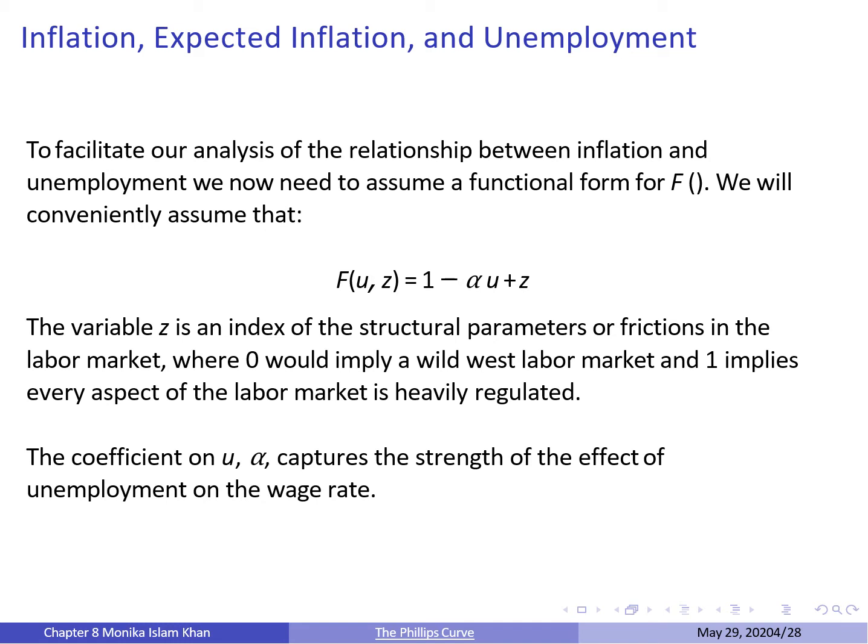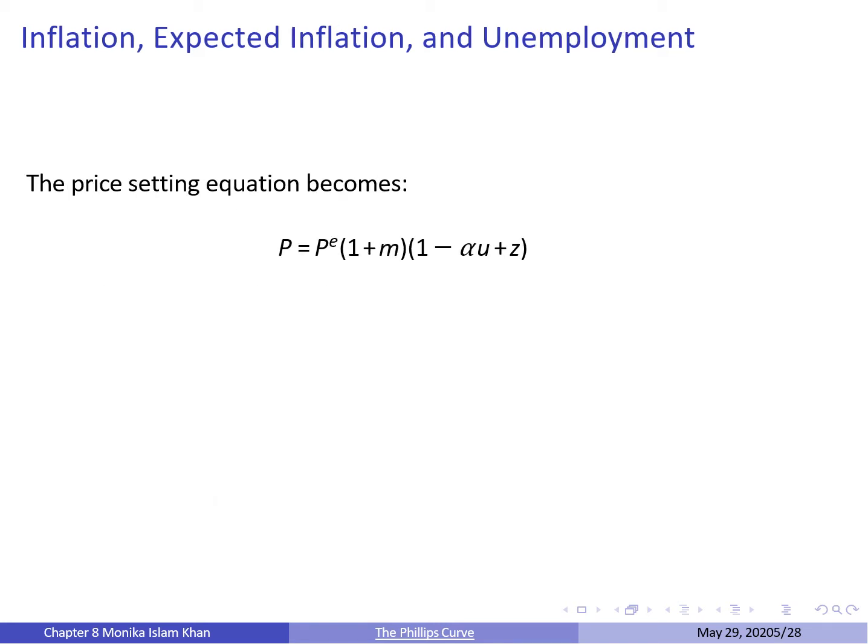Additionally, the variable z is an index of the structural parameters or frictions in the labor market, where 0 would imply a Wild West labor market and 1 implies every aspect of the labor market is heavily regulated. Replacing the f function in the aggregate supply equation gives us the following price setting equation. This gives us a relation between the price level, the expected price level, and the unemployment rate.